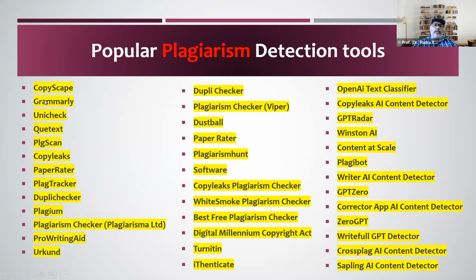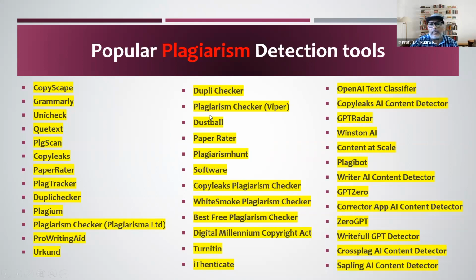Okay, so let's talk about these popular plagiarism detection tools. That is QuickText, FlagScan, CopyLeaks, PaperRater, FlagTracker, DupliChecker, Plagium. Plagium is also there, very good software. Plagiarism checker, which is now known as Plagiarisma Limited. So this is the new name the company has given; the popular name was Plagiarism Checker. ProWritingAid, Urkund. Urkund is also there. Now in India, UGC has promoted Urkund for plagiarism checks on the submission of theses in various affiliated colleges and recognized institutions, right?